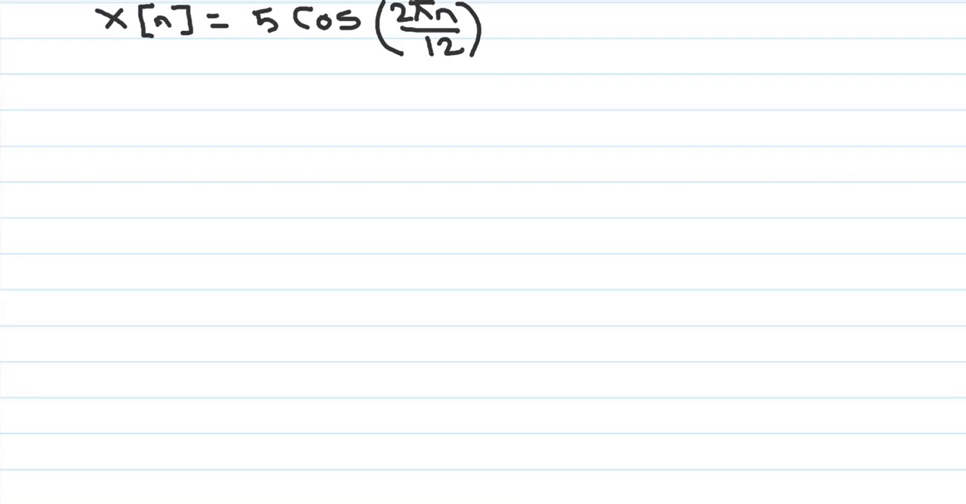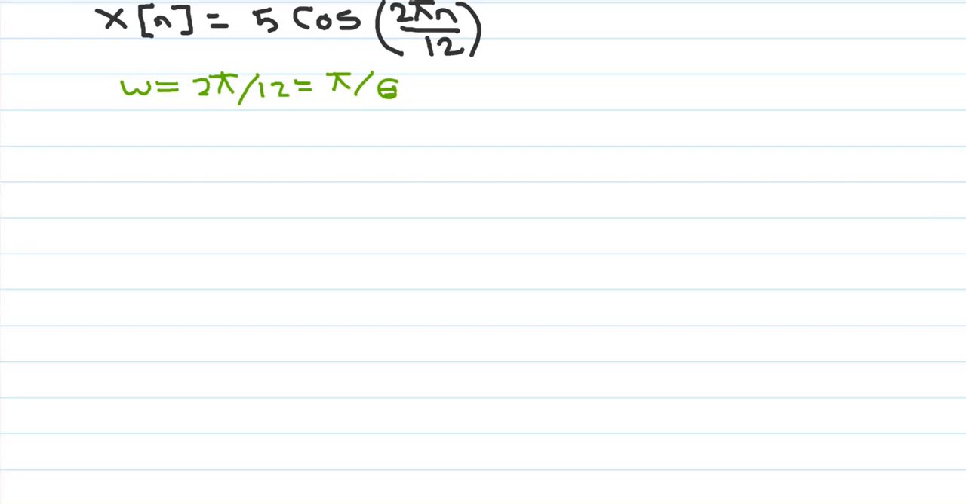In this case, obviously, it will be cosine omega n here. So from here we can easily find what our omega is. Omega is equal to 2 pi over 12, which is basically equal to pi by 6. Okay, pi by 6. Now we found the value of omega here.